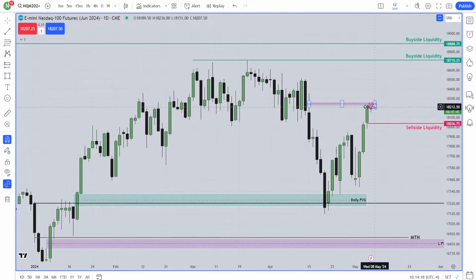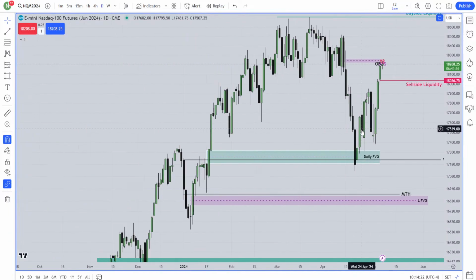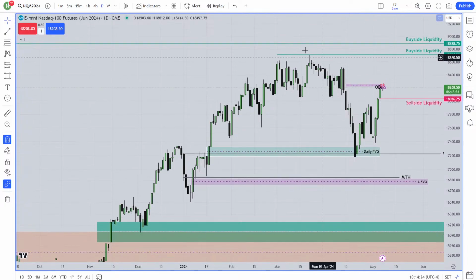Now, when market falls, it doesn't mean that market has already made the all-time high. No, no, no, not like that. Market didn't make the all-time high yet. It is going lower for retracement.